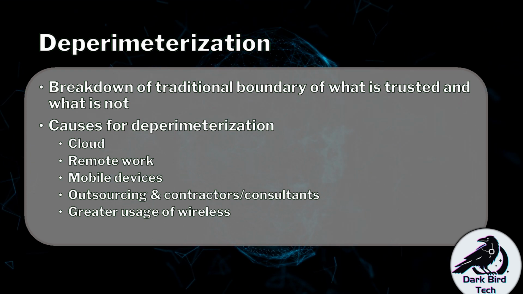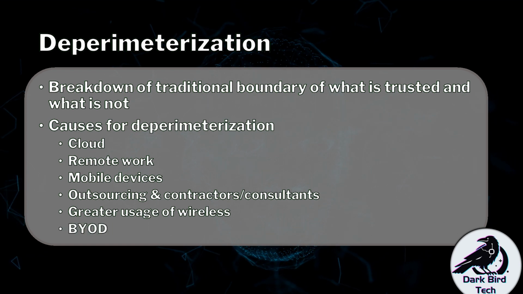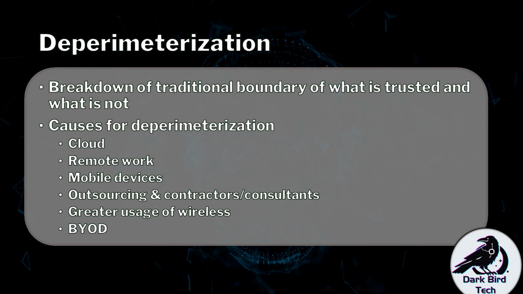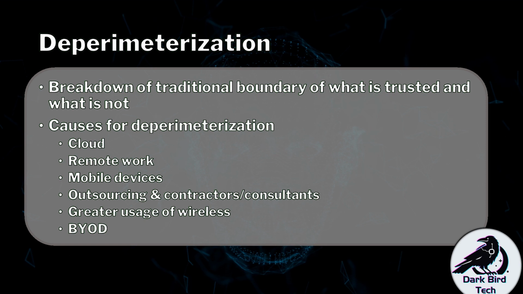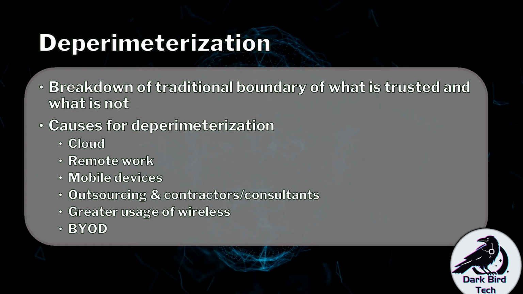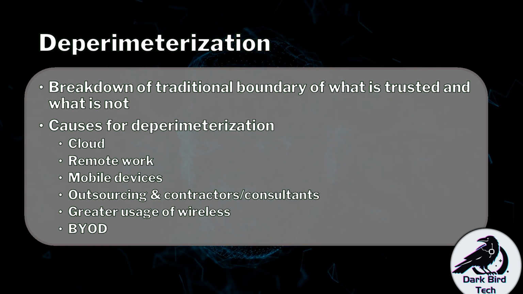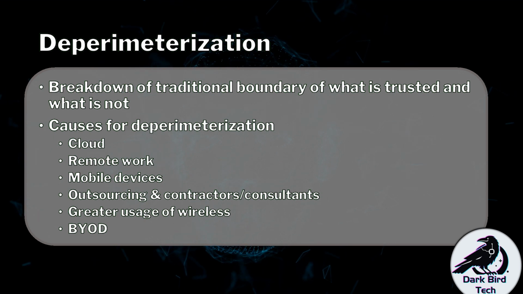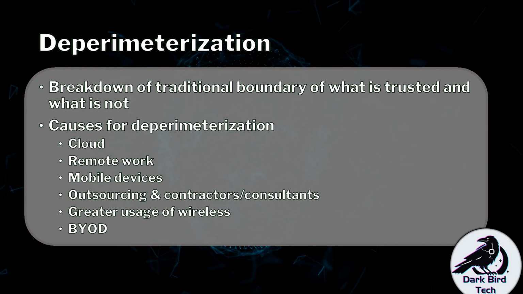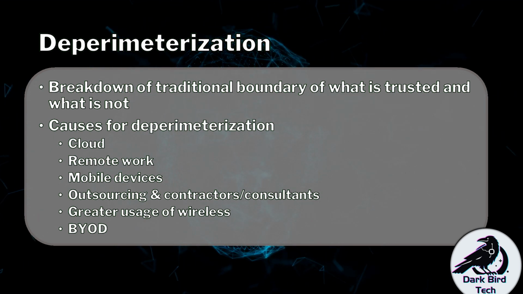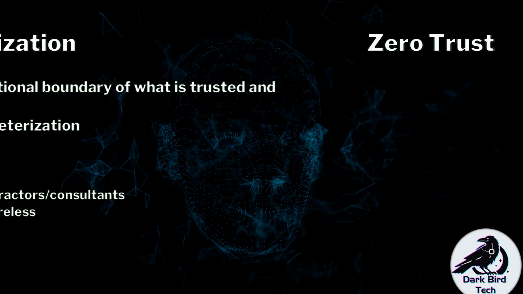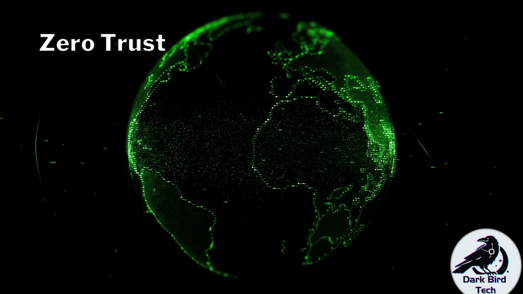And then this gets 10 times worse when you allow people to BYOD or bring their own device, where they get to use their own personal phone, tablet, laptop, whatever, for work purposes. That device could be bringing in any number of threats. So the perimeter is failing us. We have to go with another model. And that other model is zero trust.